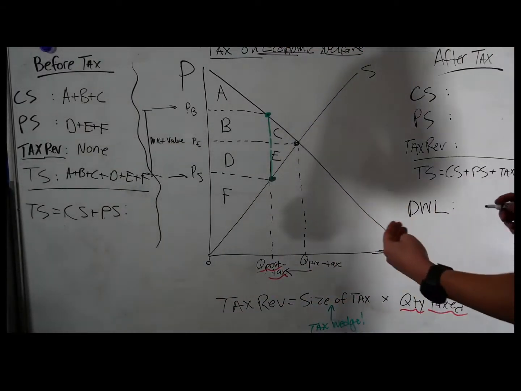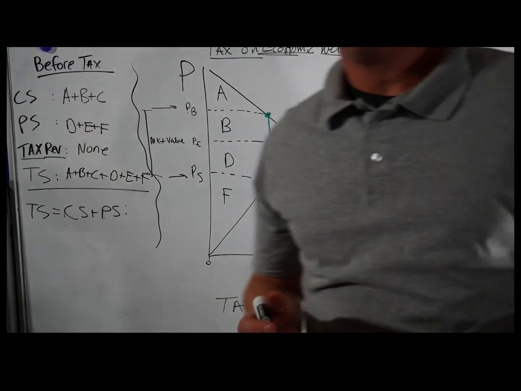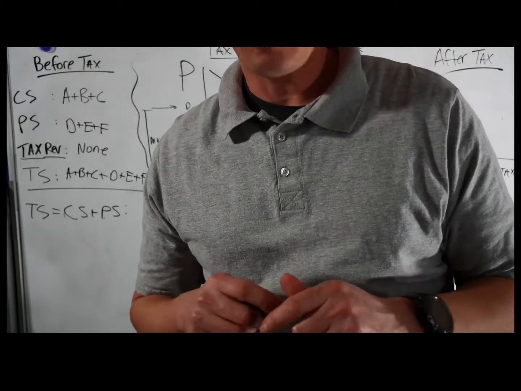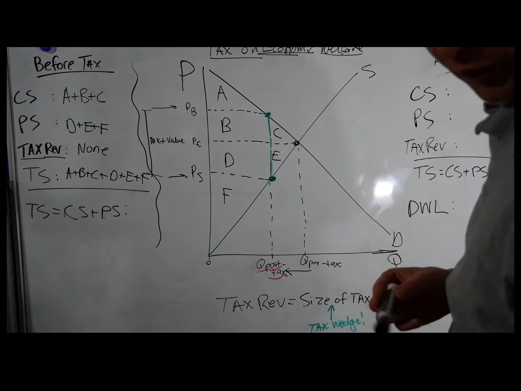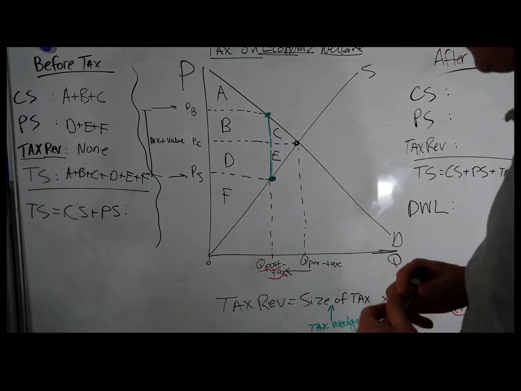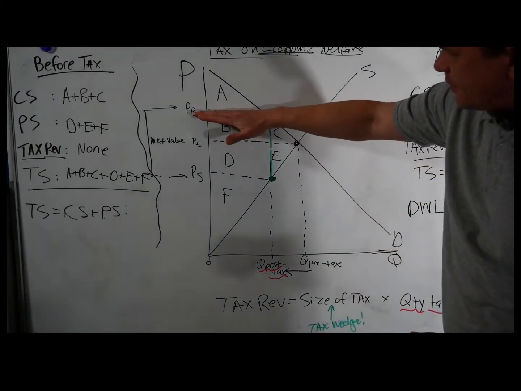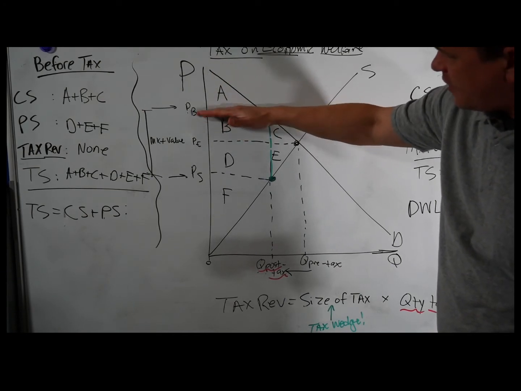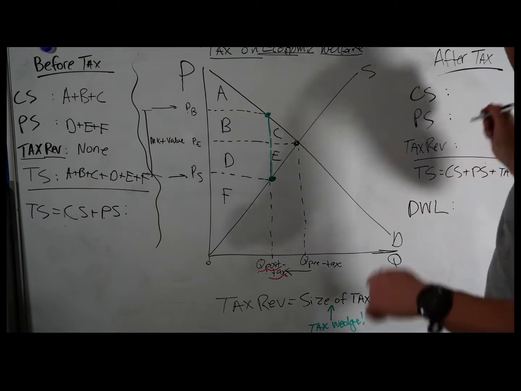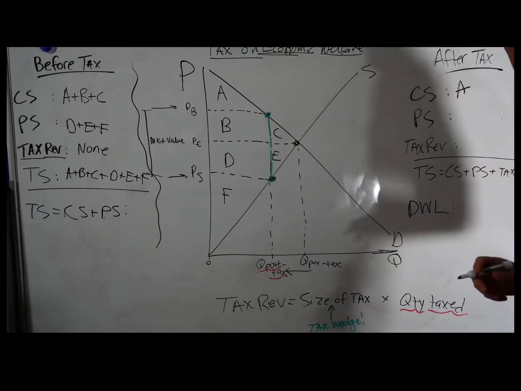What is my consumer surplus then after the tax? Well, it's everything above price and below the demand curve. But you have to remember who our consumers are. Well, that's the buyer. And so their new price after the tax is here. And so everything above price and below the demand curve. Their new consumer surplus then is area A.